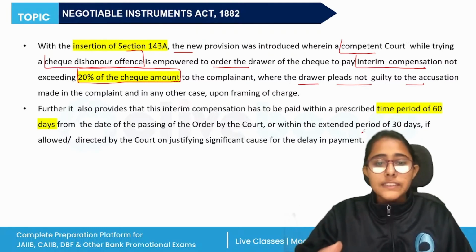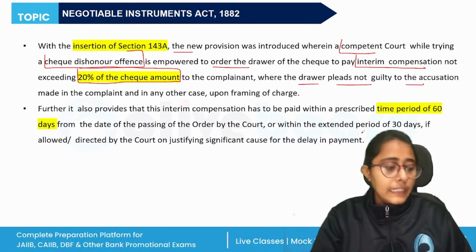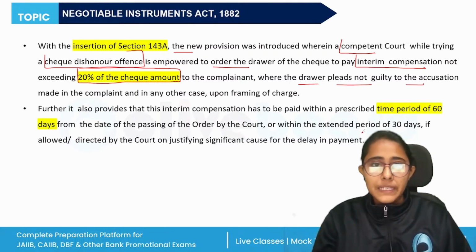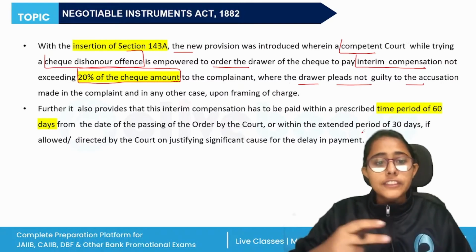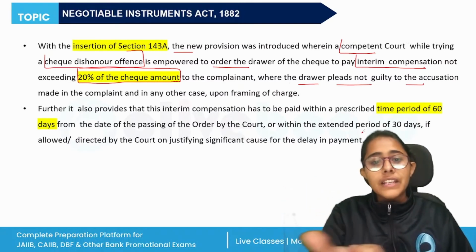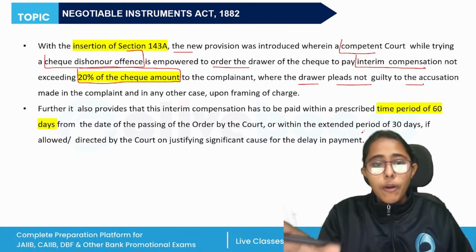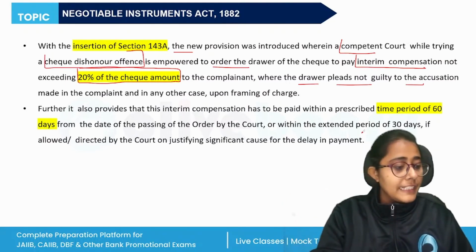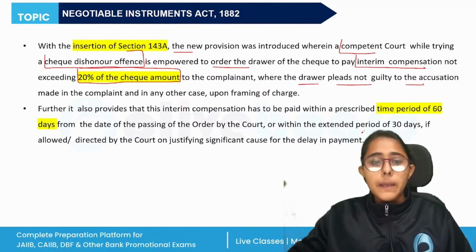When such a person says that no, I did have sufficient funds, and pleads not guilty on a complaint that was made, then this section 143A says that first you need to pay 20% of the amount which is given in the check. This is the compensation which will be stated by the competent court, that 20% of the check amount will be paid to the complainant, and then the case will be taken further.